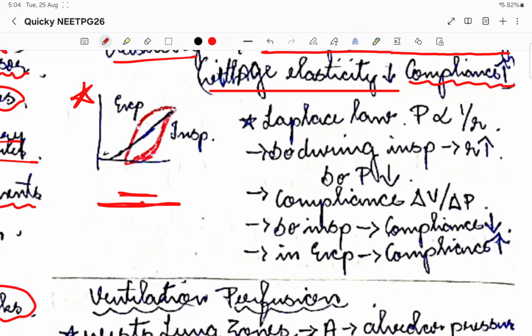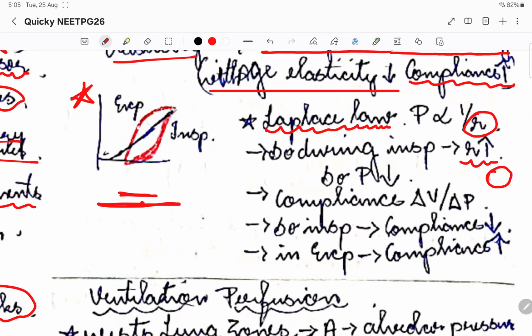Then coming to Laplace law, we also learned about Poiseuille's law, where flow is proportional to R to the power 4. This is Laplace law, where pressure is inversely proportional to radius. That means during inspiration the radius increases, right?